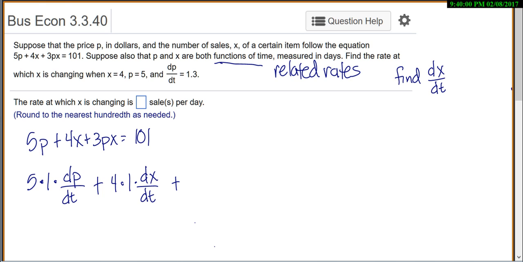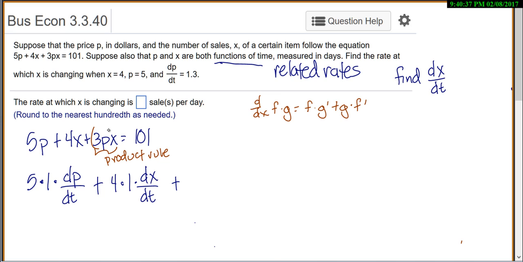Plus, now here's what makes this problem difficult. For this piece right here, we need to use the product rule, because we have a p and an x. The product rule says the derivative of f times g is f times g prime plus g times f prime. Ignore my d over dx, because we're not really differentiating between x's and p's at the moment. That's just what our formula usually looks like.